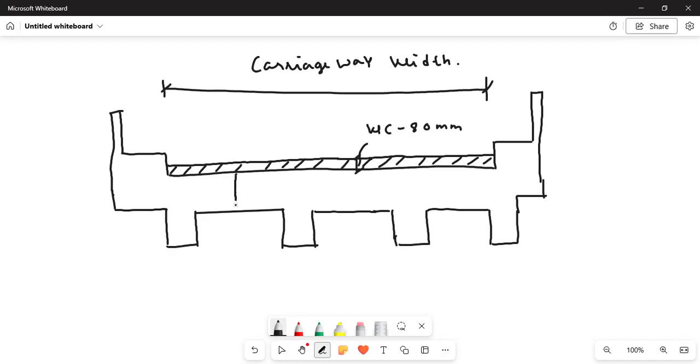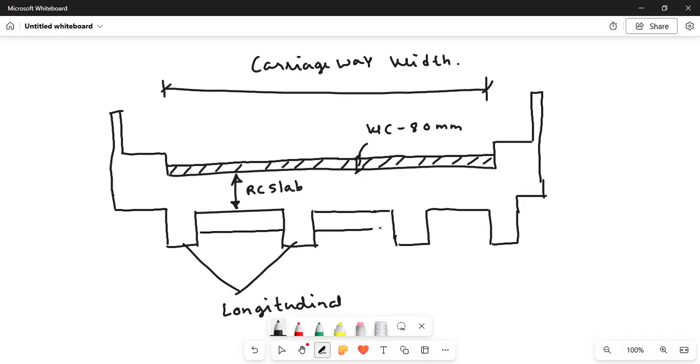Then this is known as deck slab. This is deck slab or RC slab. Simply you can call it RC slab. These are known as the longitudinal girders. If you are providing T bridges, then you need to provide the longitudinal girders as well as the cross girders. Cross girders will look like this.